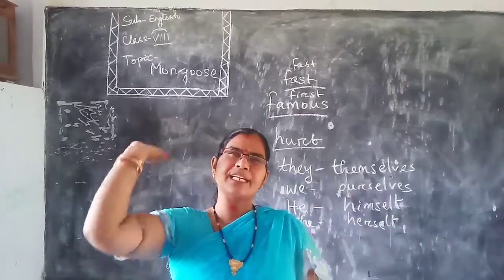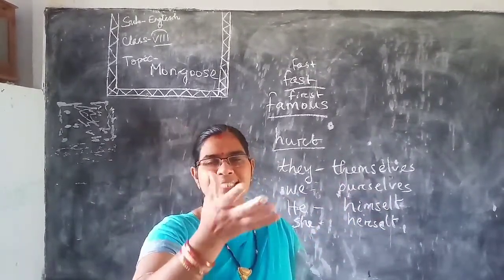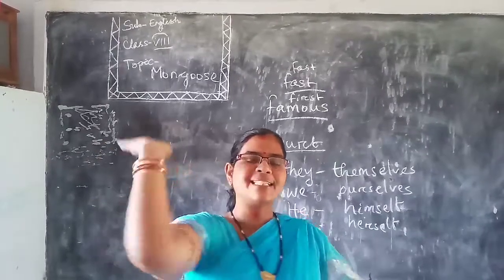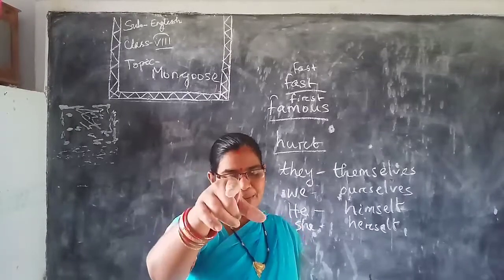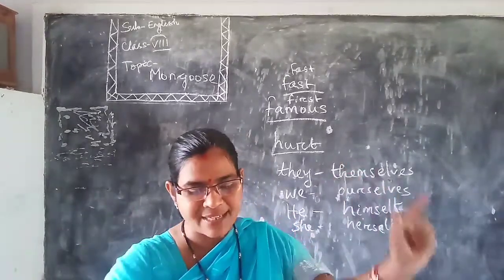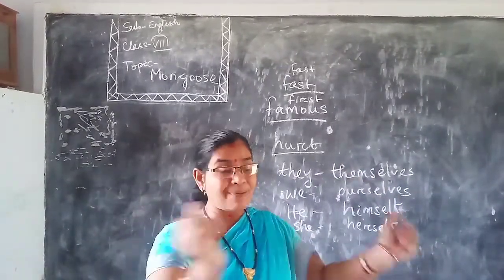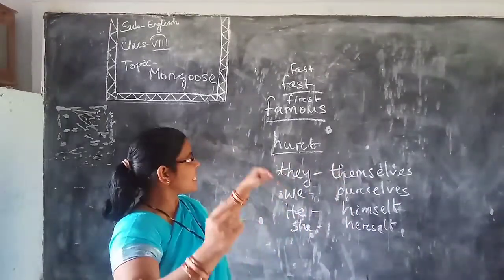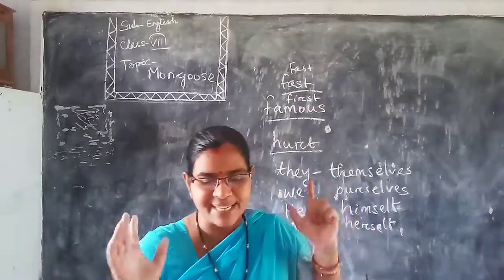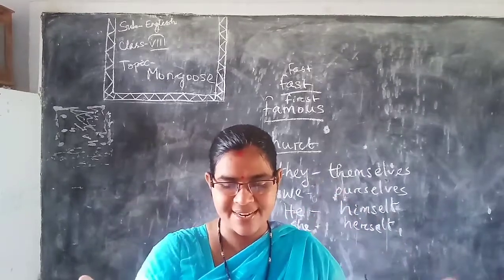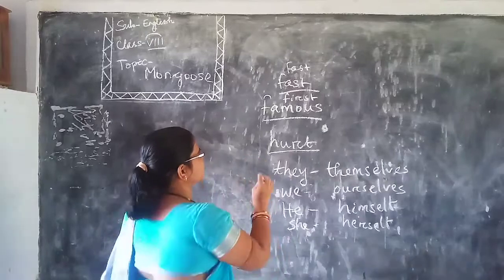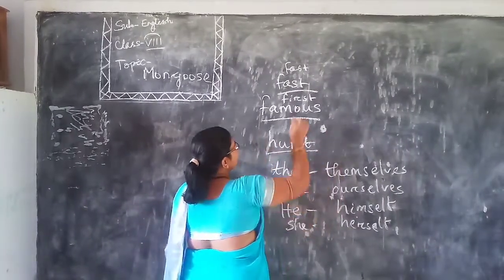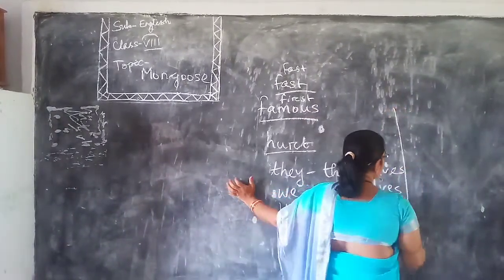Their reactions are so fast. What happens when I do like this? Your eyes get closed. When I do like this, your eyes get closed. This is the reaction made by you. Like this, their reactions are so fast. While fighting with the snakes, the reaction of the mongooses is very fast, so fast that they can dodge each time the snake strikes. Dodge is a word. What word you will get? Dodge.